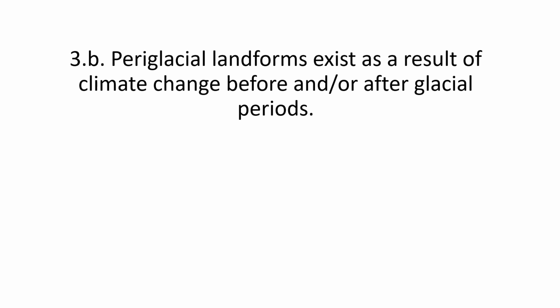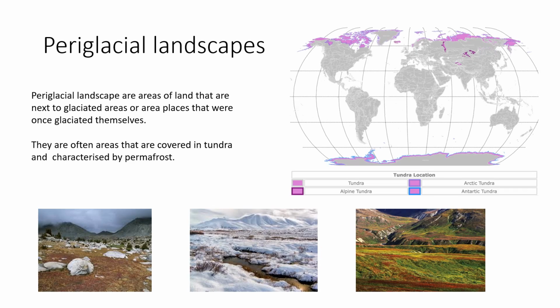Okay, 3B. Periglacial landforms exist as a result of climate change, both before and/or after glacial periods. So let's just clarify, periglacial landscapes are slightly different. You can see on the world map that they're indicated in purple, and they tend to be areas of land that are next to glaciated environments. So they are slightly different. They tend to be areas of permafrost, and they have a tundra biome that covers that. And you can see examples of that in the photos on the slide here.